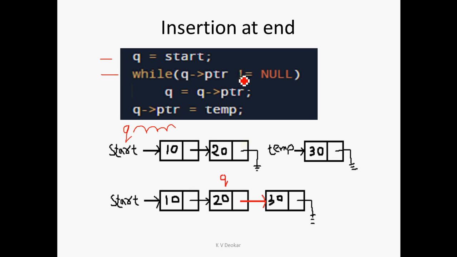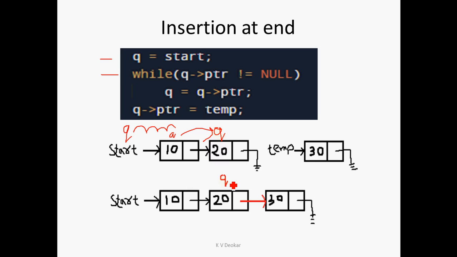If QPTR is not null, we are moving ahead. This is our Q. Its QPTR is not null, since it is pointing to somebody else. So Q is equal to QPTR, Q moves ahead, and now this becomes Q. We check QPTR again, but it is null, so Q will stop here.